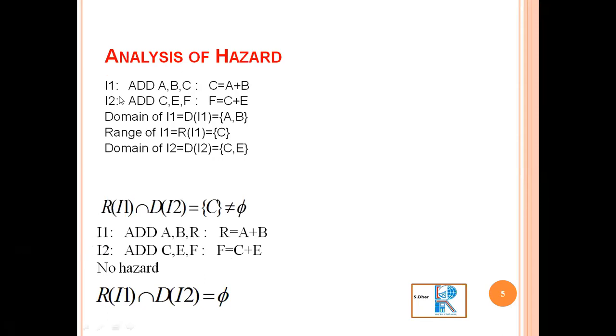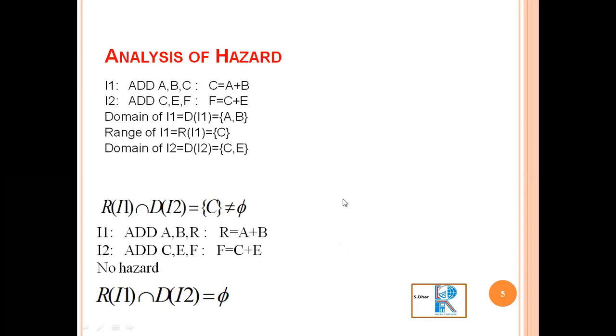Previously, I2 was dependent on I1. Why? Because register C is common. This data is taken here. But here R is a separate register. They are not related to C and E. So they are independent, and so no hazard will occur. That means range of I1 intersection domain of I2 equal to null means no hazard will occur.